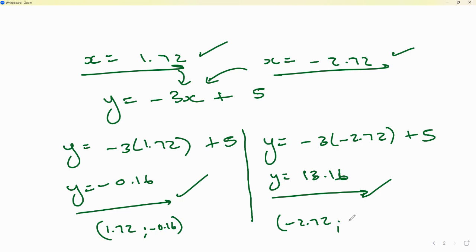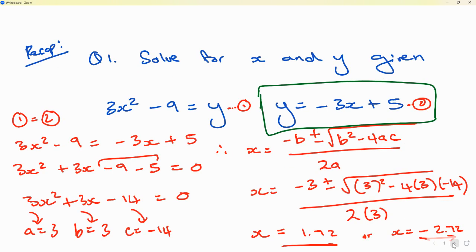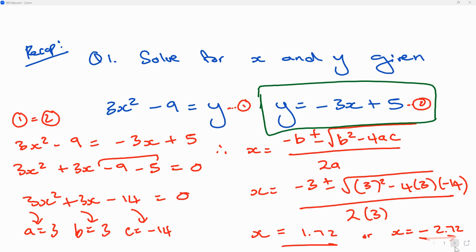And my y value is 13.16. Let's see if we can draw a sketch of this graph, more or less, after this. So we got 3x squared. Let's just double check that equation. So the first equation we have is 3x squared minus 9 equals y. So y equals 3x squared minus 9. How do you sketch this function?